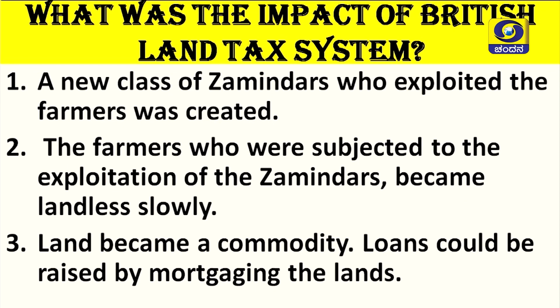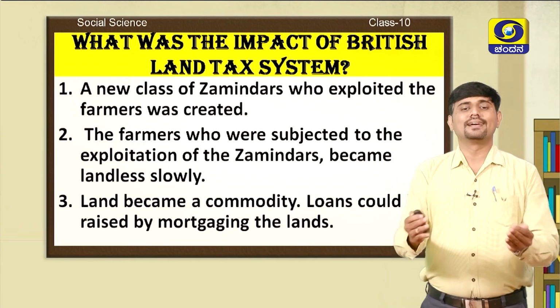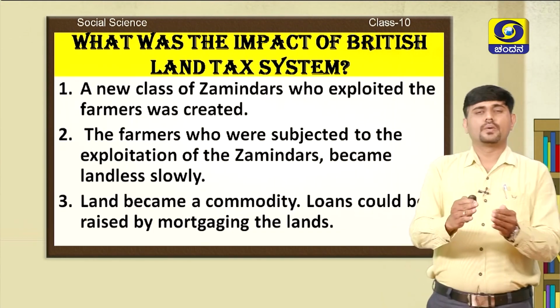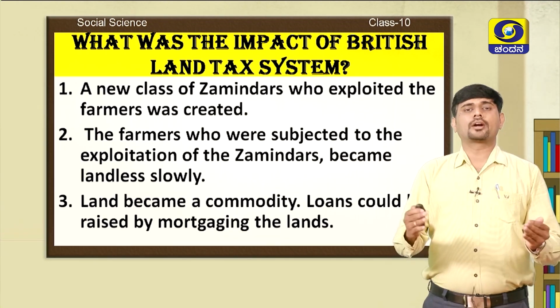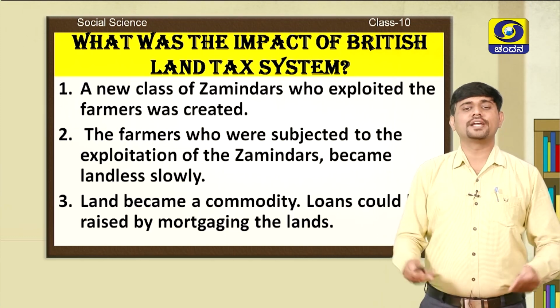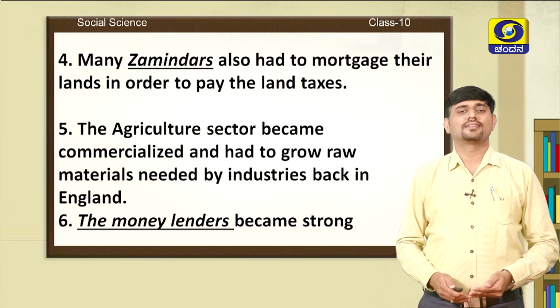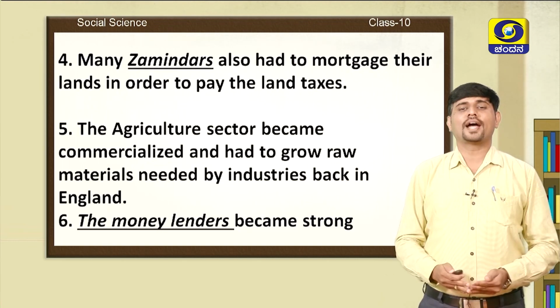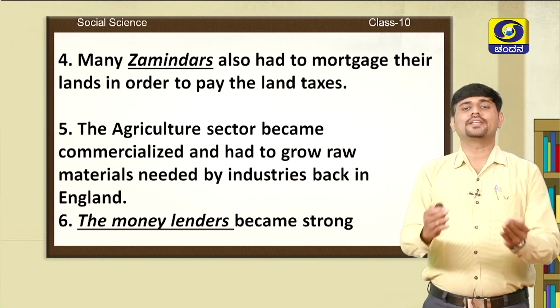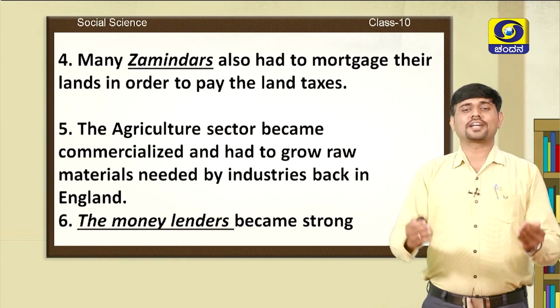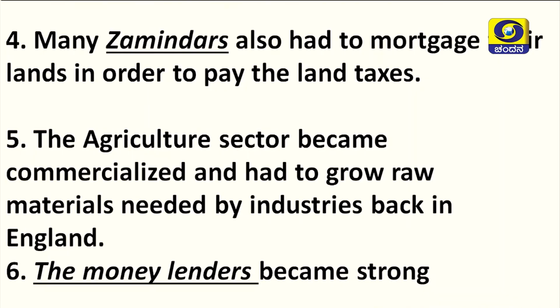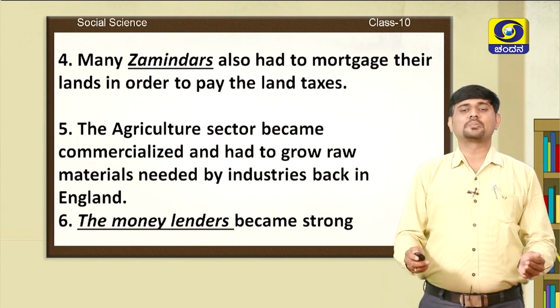Land became a commodity here. Loans could be raised by mortgaging lands. Many zamindars also had to mortgage their lands in order to pay the land taxes. The agriculture sector became commercialized and had to grow raw materials needed by industries back in England. Finally, the money lenders became strong.